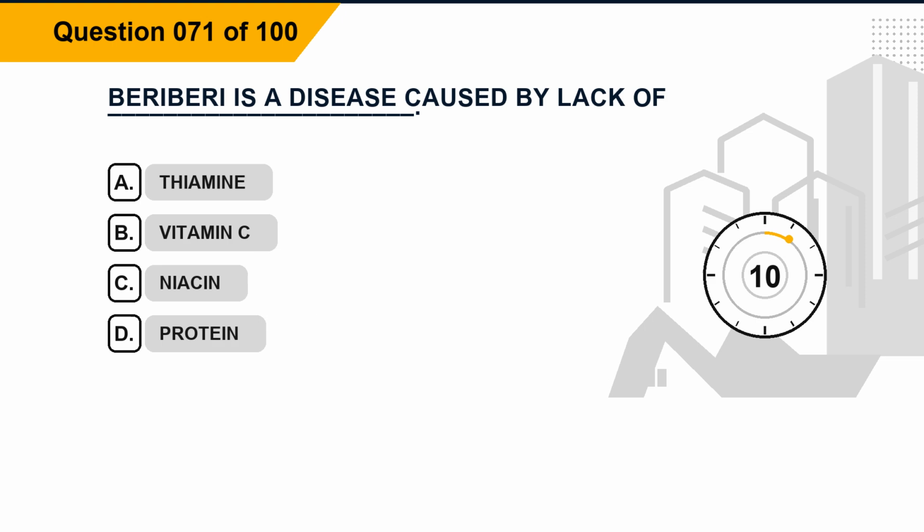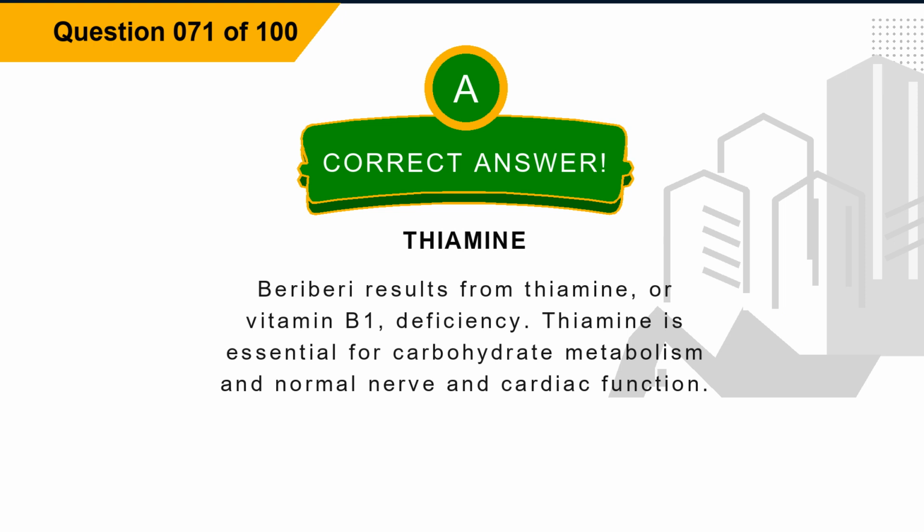Question 71. Beriberi is a disease caused by lack of blank. Option A, thiamine. Option B, vitamin C. Option C, niacin. Option D, protein. The correct answer is option A, thiamine. Explanation. Beriberi results from thiamine, or vitamin B1, deficiency. Thiamine is essential for carbohydrate metabolism and normal nerve and cardiac function.